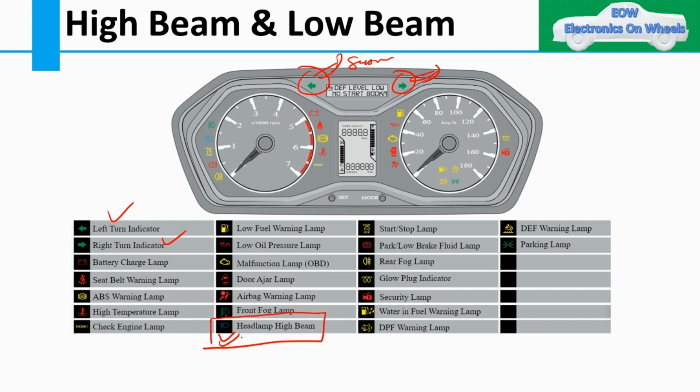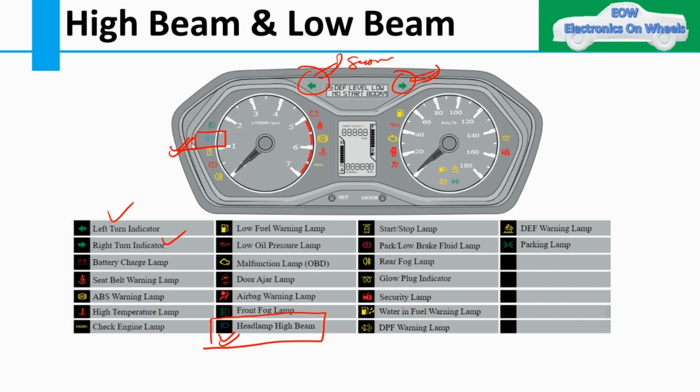So for the headlamp high beam, you can see this particular symbol. Whenever you switch on the headlamp high beam through your combination switch, this symbol will illuminate, and it tells the operator or driver that you have switched on your high beam and you are now driving with the high beam on.